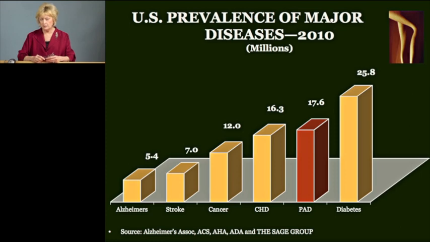Comparing the prevalence of PAD in the U.S. with other major diseases, as you can see on this slide, PAD is only exceeded by diabetes, with 26 million people with diabetes in the U.S. in 2010. PAD actually exceeds coronary disease slightly, coronary disease at 16.3 million. PAD even exceeds all cancers, about 12 million, and significantly exceeds both Alzheimer's and stroke. So this is a very prevalent disease.